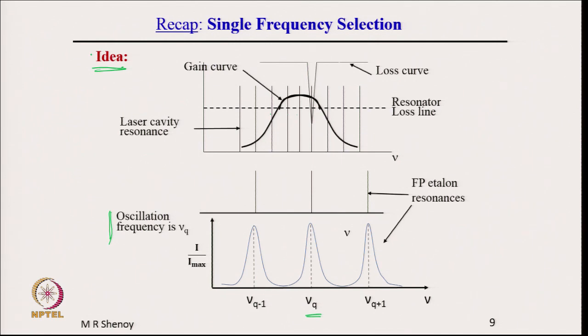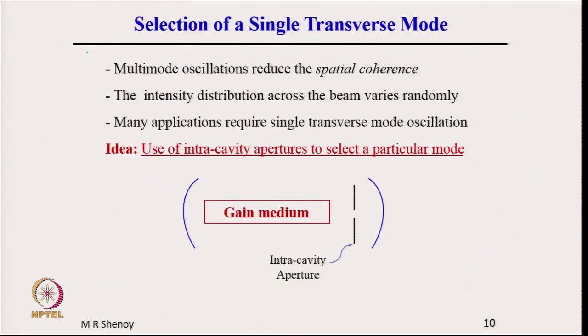A similar idea can be used to select transverse modes, that is, selection of a single transverse mode. Now, why do you want a single transverse mode? Now we are referring to multi-mode oscillations in transverse modes. Transverse modes, as we have already seen, refer to field distributions. Longitudinal modes refer to resonance frequencies. So, these are field distributions.